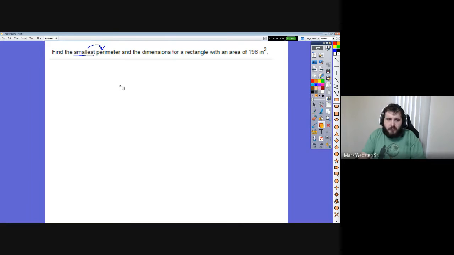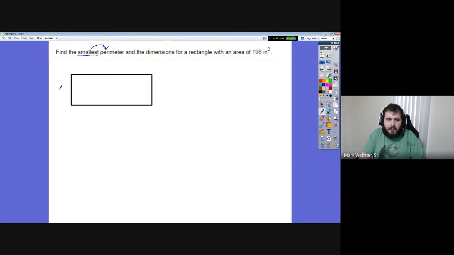I like visuals. I'm a very visual person. Here's a rectangle. We'll call one of these X and one of these Y. You can use whatever letters you want. It does not matter, right? So perimeter and area are what they talk about, so perimeter and area are what we're going to use. What's the perimeter? X plus Y plus X plus Y, right? What's our area? It's 196. But what is it in terms of X and Y?